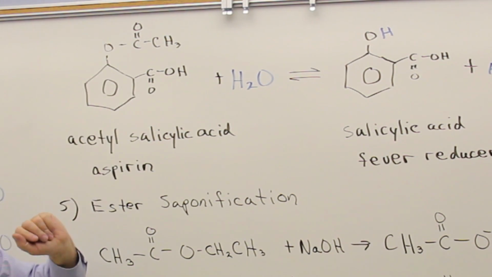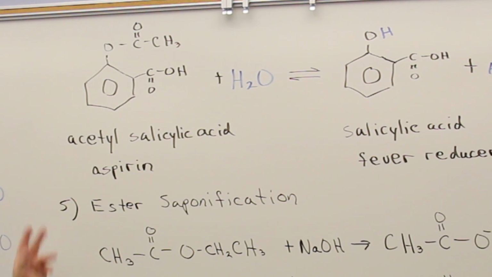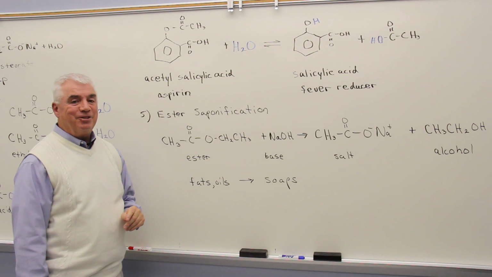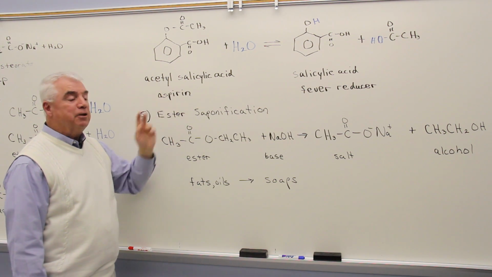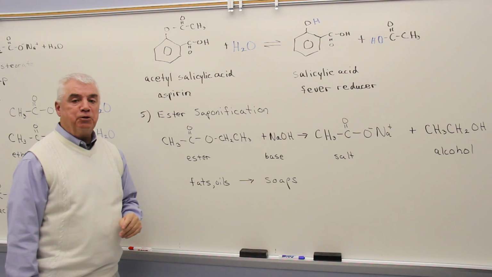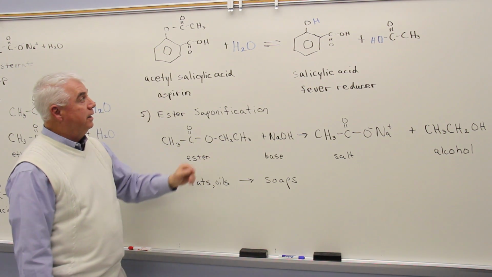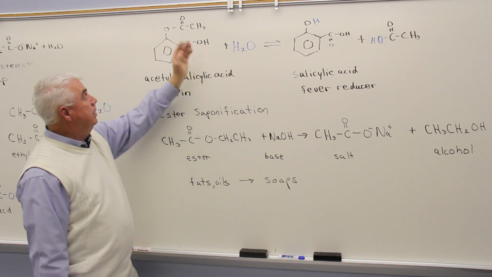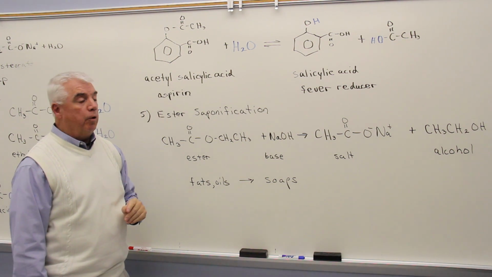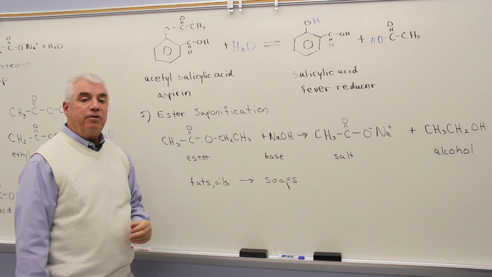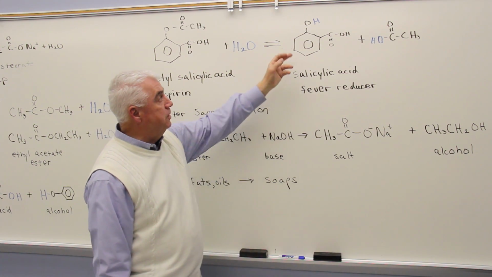It's got a C double bond O with an OR. That makes it an ester. It's called acetylsalicylic acid, and you know that as aspirin. Here's what happens to aspirin when you take it into your body. It reacts with water. This ester linkage is going to be broken. We'll get back the alcohol and the carboxylic acid.